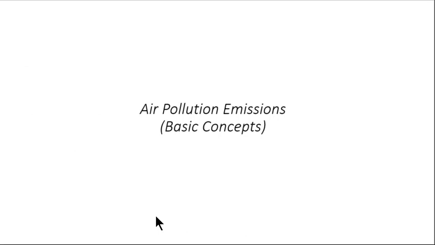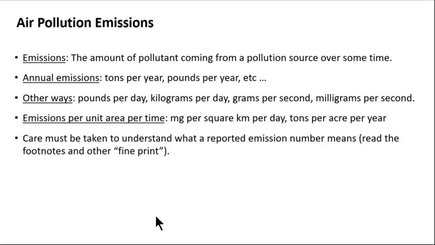Air pollution emissions, basic concepts. Air pollution emissions are the amount of air pollutant coming from a pollution source over some time. That is, it is the rate at which pollution comes from a source. The key points of this are that emissions come from specific sources, for example, the smokestack of a factory or the tailpipe of an automobile.